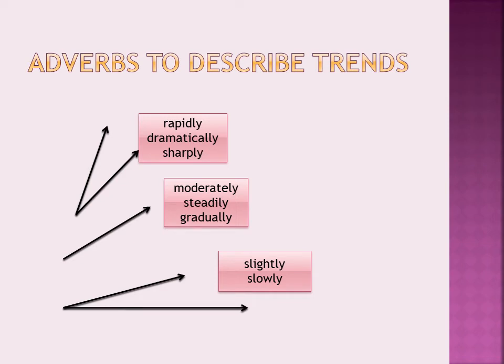Adverbs to describe trends. Look at the trends of the lines, and we are going to use the adverbs rapidly, dramatically, sharply. And if the line suggests a moderate rise, then we use moderately, steadily, gradually. And if the rise is slight or not that notable, then we can use slightly, slowly, etc. So we are going to learn to use adverbs in describing graphs or charts.